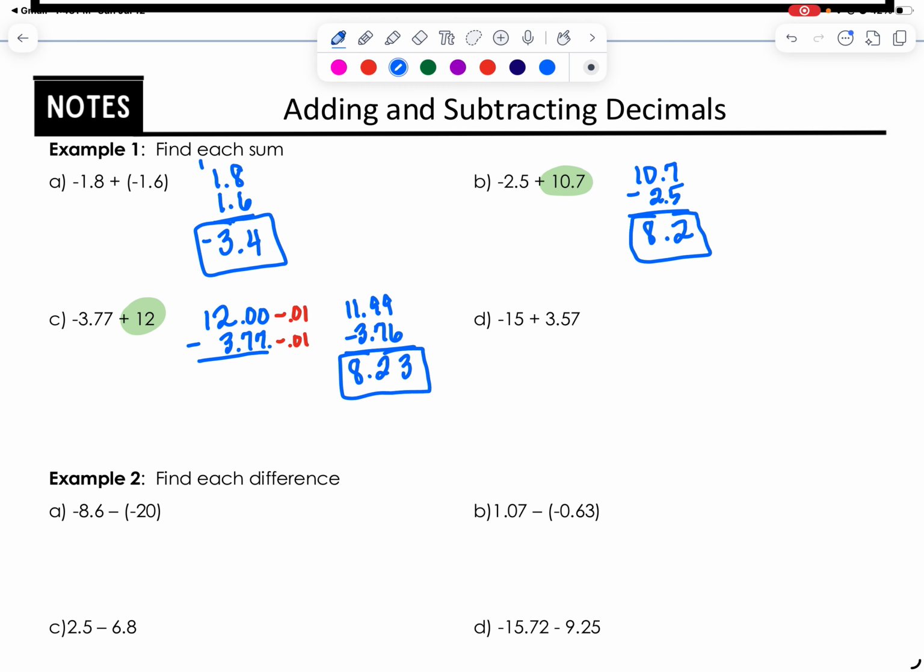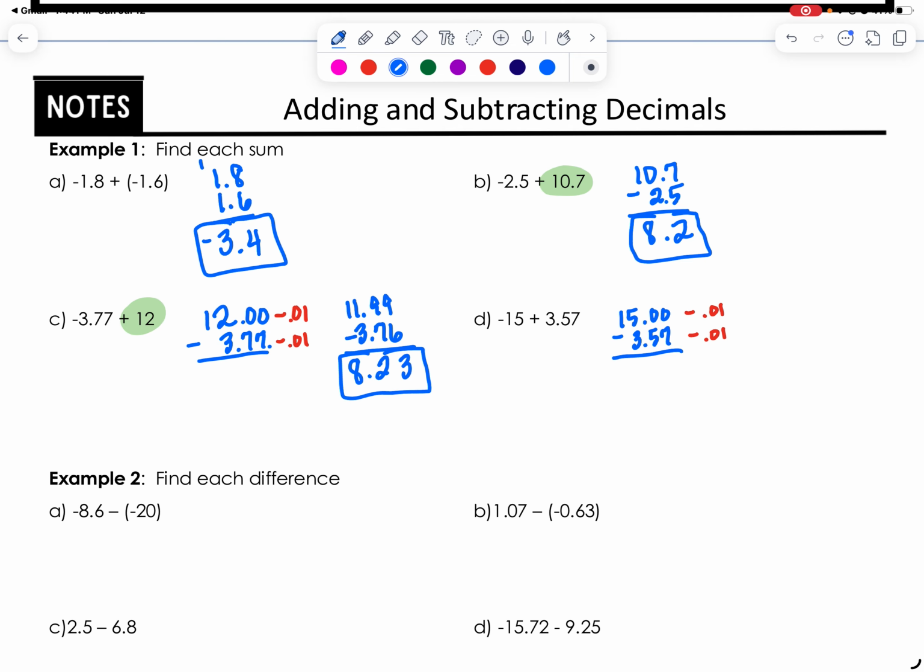All right, problem D, negative 15 plus 3.57. The signs are different, so I'm going to subtract. So 15 minus 3.57. Again, we're going to have to add some zeros as placeholders. And again, subtracting across zeros gives you a lot of opportunity to make mistakes when you're borrowing. So I like to take away a penny from each one of these numbers.